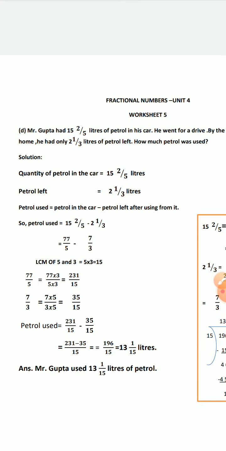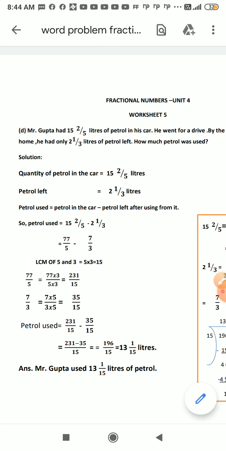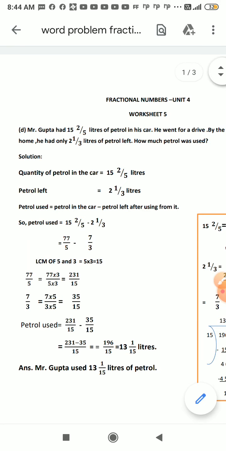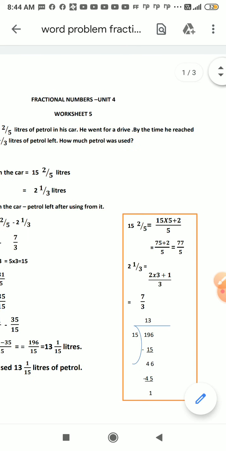Now petrol used is petrol in the car minus petrol left after using from it. So that is petrol used. Petrol in the car is 15 2/5 and petrol left is 1/3. Now what is the first thing we do? We convert these two mixed numbers into improper fractions and then we have to subtract. So let us do it on your rough side. This is your rough side.